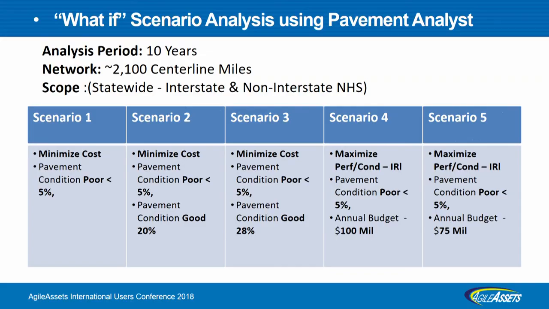So when I was setting up these scenarios, I set up initially three scenarios, very similar to what Mohammad shared here, for a period of 10 years, for a network of about 2,100 center line miles. So I set a very base scenario: what is the minimum cost that I need to maintain 5% for all my 10 years? That was my base scenario.